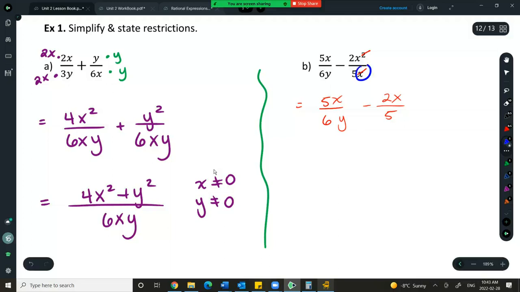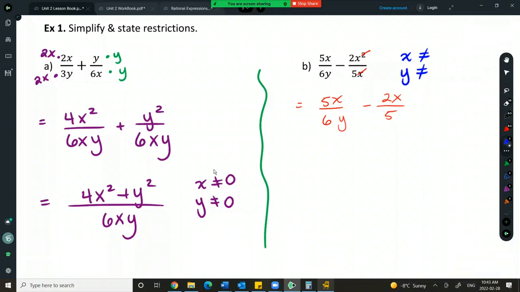However, this x is still a restriction, so we might want to just start a restrictions list before we move forward here. 5 times x, what would cause that to be 0? Raul? 0. So technically, restrictions start from the very beginning to the very end. Yeah. So you restrict the whole entire thing. Anything that was ever once in a denominator must have a restriction. That's the general rule. Okay, how about y? What's the restriction if we have 6 times y? Charlotte? 0. Also 0.